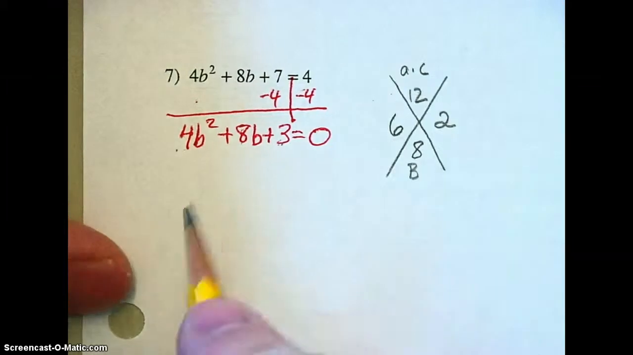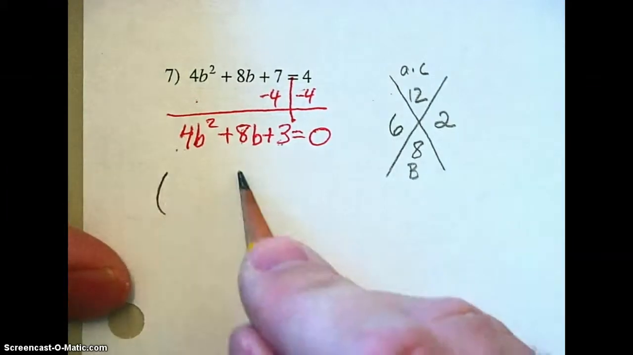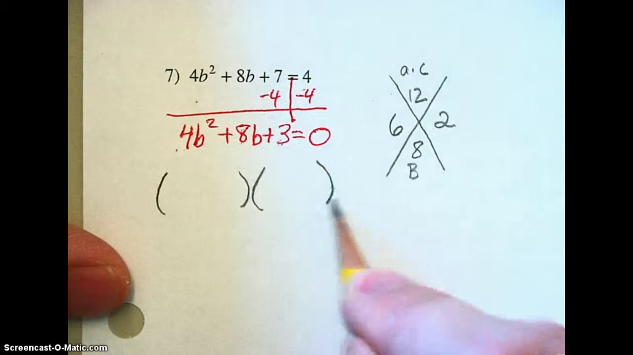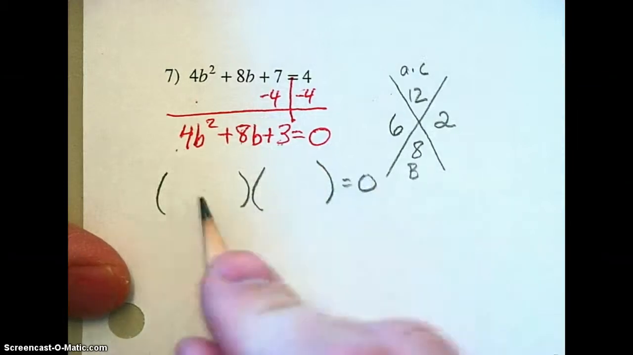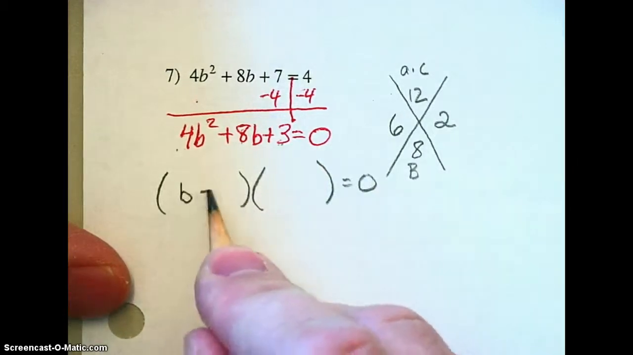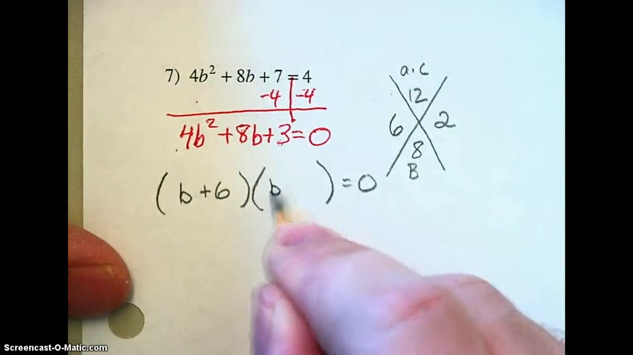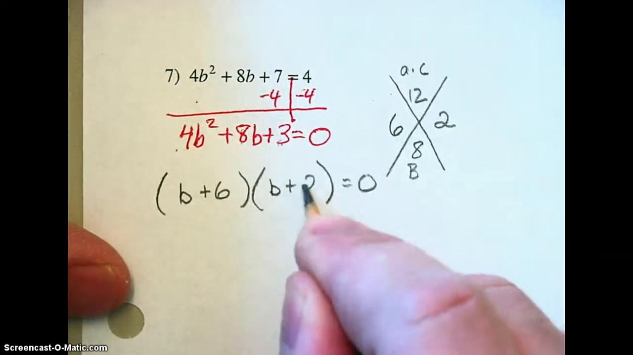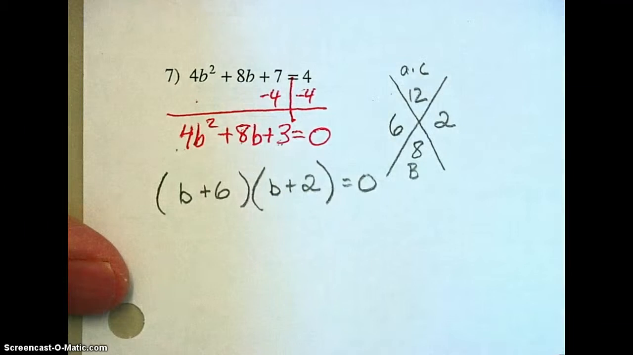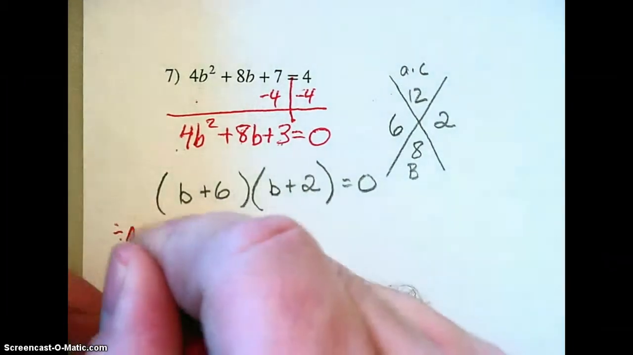Okay, so from that point, when you put your parentheses in, remember, whenever we have that a term, we have one extra step we have to do. So we put our b plus 6, and we put our b plus 2. Anyone remember what the extra step is? Bree. Good job, Bree. Yeah, divide by a. You got to divide by a.